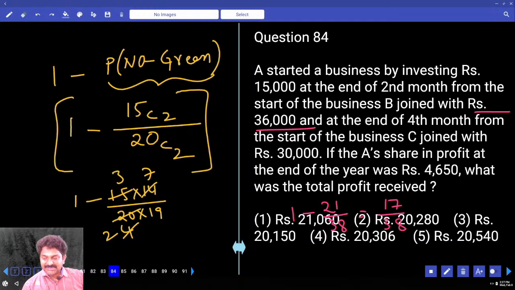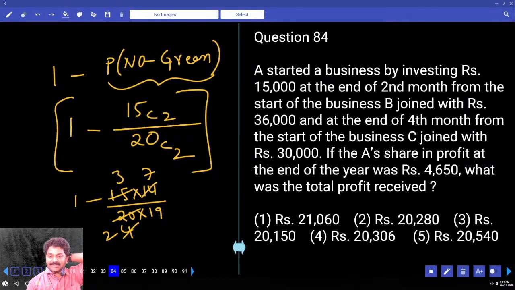A started a business by investing 15,000. At the end of 2 months from the start of the business, B joined with 36,000. And at the end of the 4th month from the start of the business, C joined with 30,000. If A's share in profit at the end of the year was 4650, what was the total profit received?